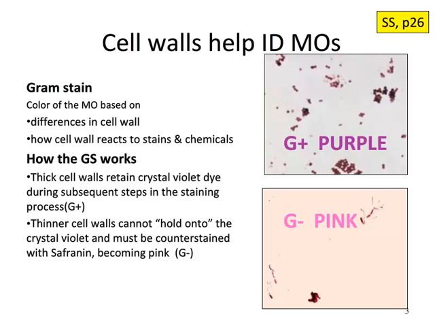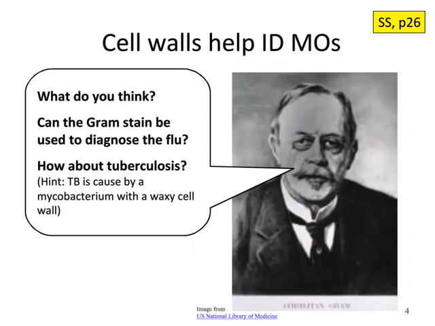In those instances, these gram-negative organisms that have lost their ability to hold onto that purple crystal violet stain will pick up the pink safranin stain. So if you look at a Gram stain of organisms on a slide, organisms that are gram-positive with thick cell walls stain purple, organisms that are gram-negative with thin cell walls stain pink.